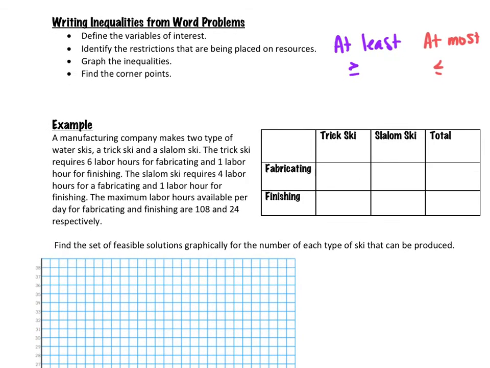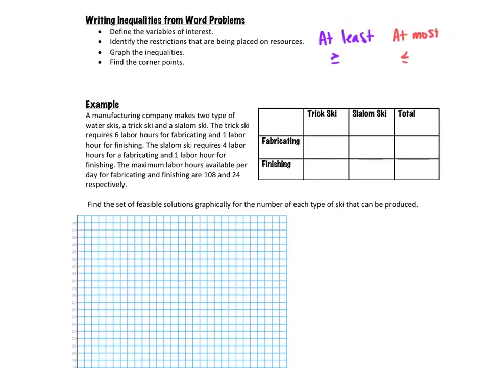So here's an example. It says that a manufacturing company makes two types of water skis, a trick ski and a slalom ski. The trick ski requires 6 labor hours for fabricating and 1 labor hour for finishing. The slalom ski requires 4 labor hours for fabricating and 1 labor hour for finishing. The maximum labor hours available per day for fabricating and finishing are 108 and 24 hours respectively. So we need to define our variables.